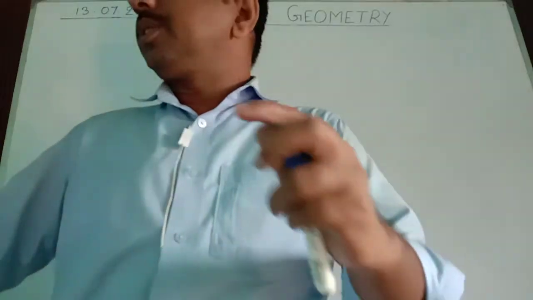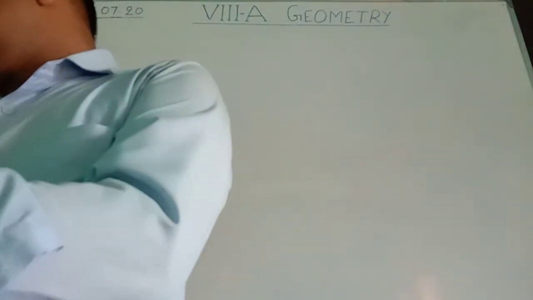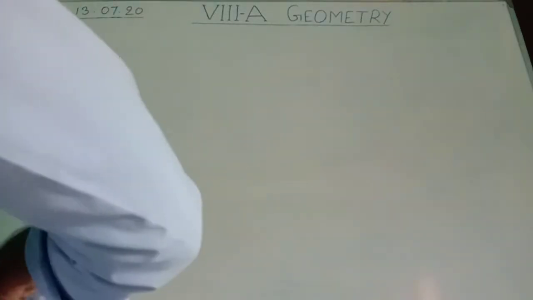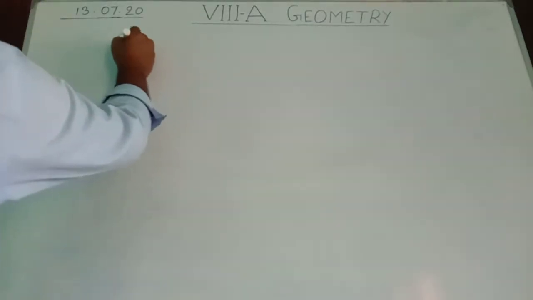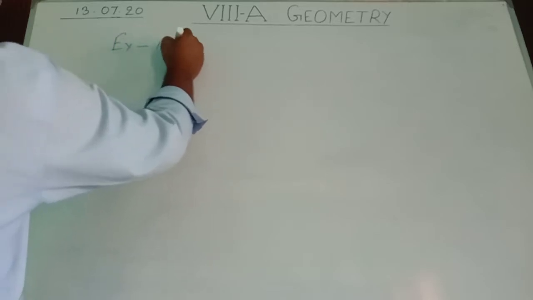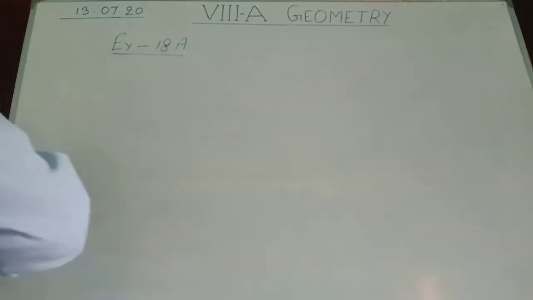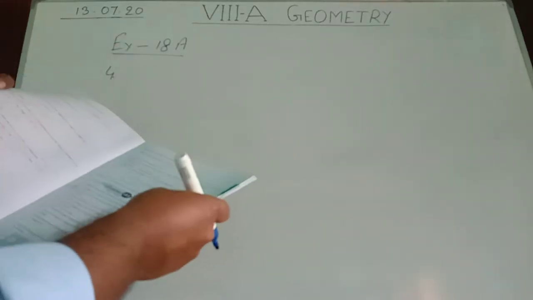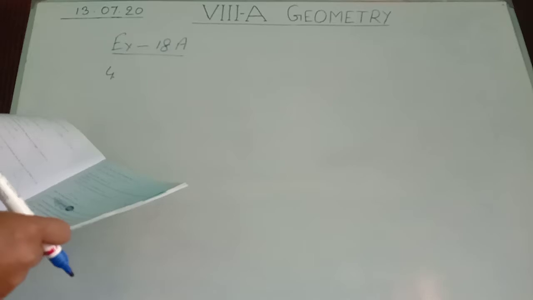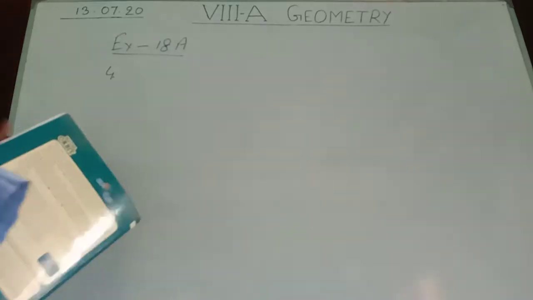In the period of geometry, exercise 18A is continued, and in this exercise today we are going to solve question number 4. In question number 4, the side of a square is 18 meter. Find the perimeter and area.